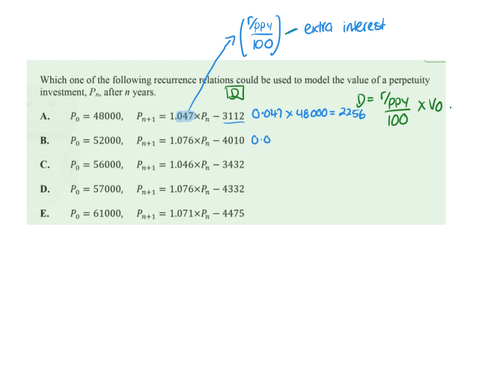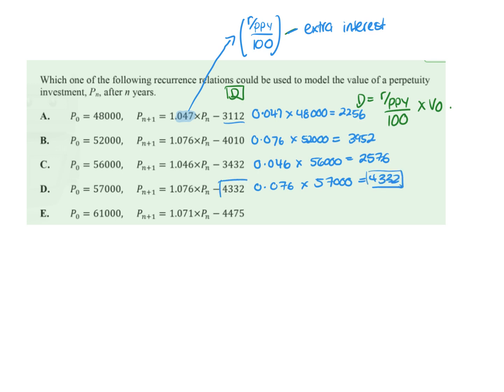If I do the next one, 0.076 times 52,000, I get 3952. So that's not the same. If I do the next one, 0.046 times 56,000, I get 2576. And if I do this one, 0.076 times 57,000, it ends up being 4332. So those two match. Therefore, the interest earned is getting taken out as a payment, and so it must be a perpetuity.